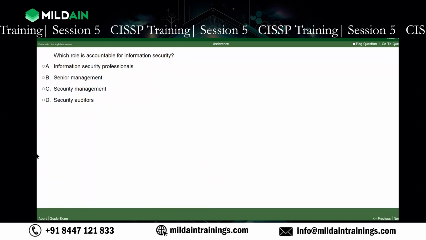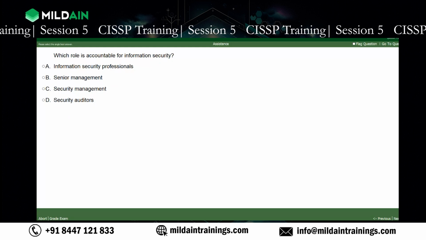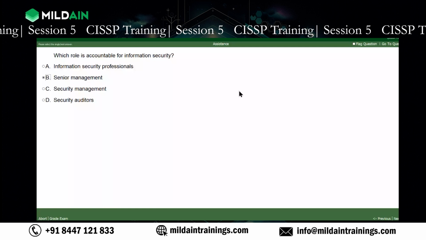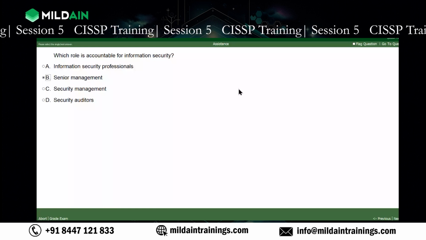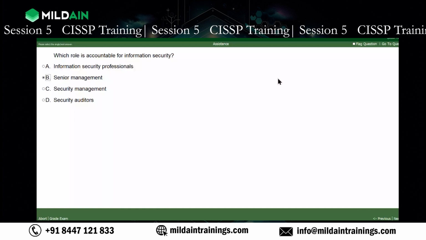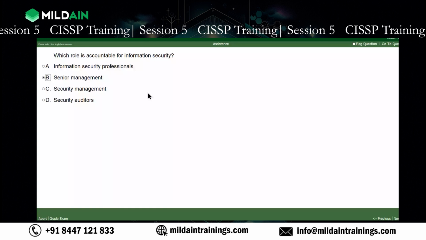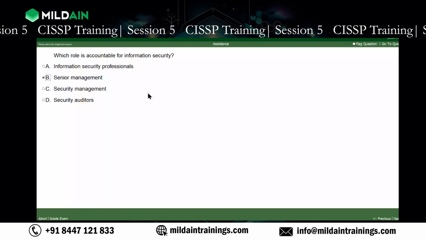Which role is accountable for information security? Normally for information security, yesterday we discussed it. Security governance. Under security governance, we have steering committees, then senior management, then the head of information, CISOs, like that. So senior management is always the accountable role for information security.